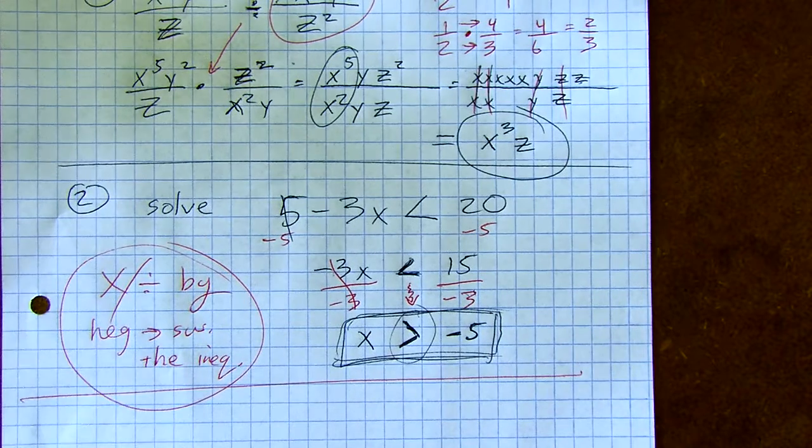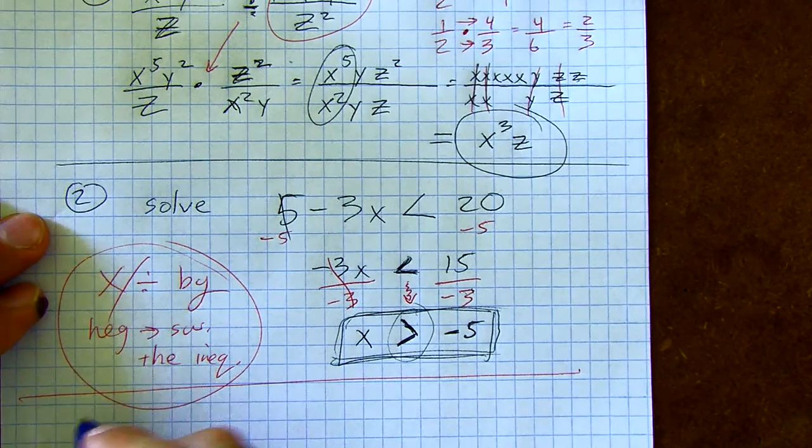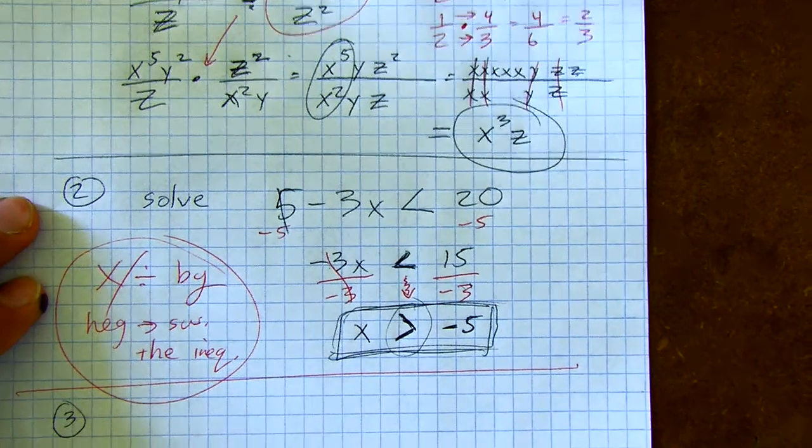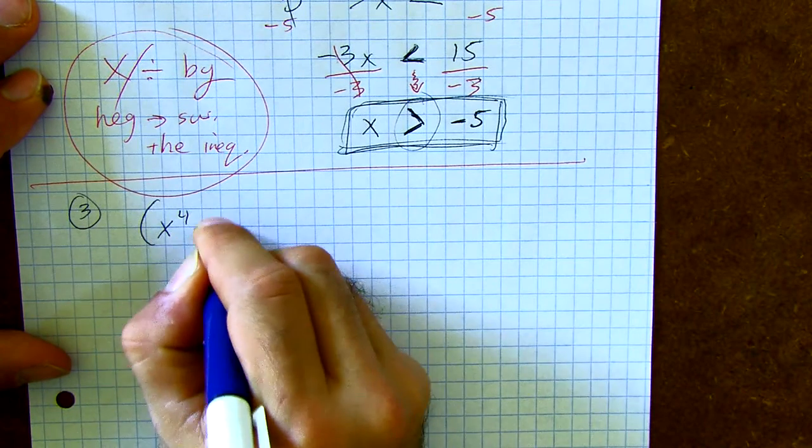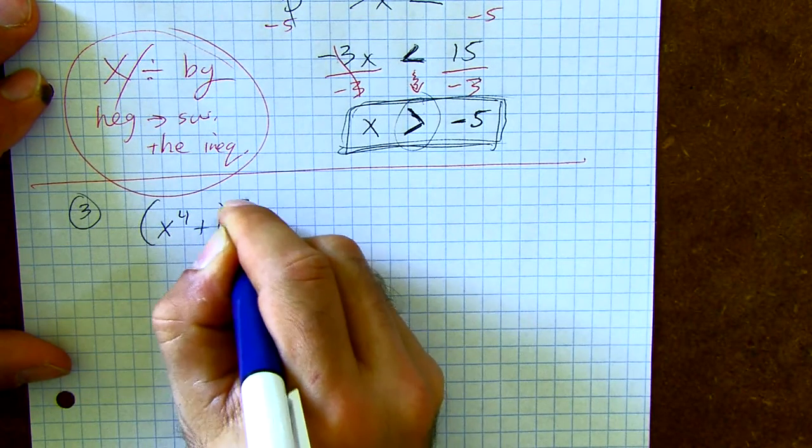Boom. Okay. Yeah, let's do that one first. Okay, how about this guy? Whoops. It's 2.